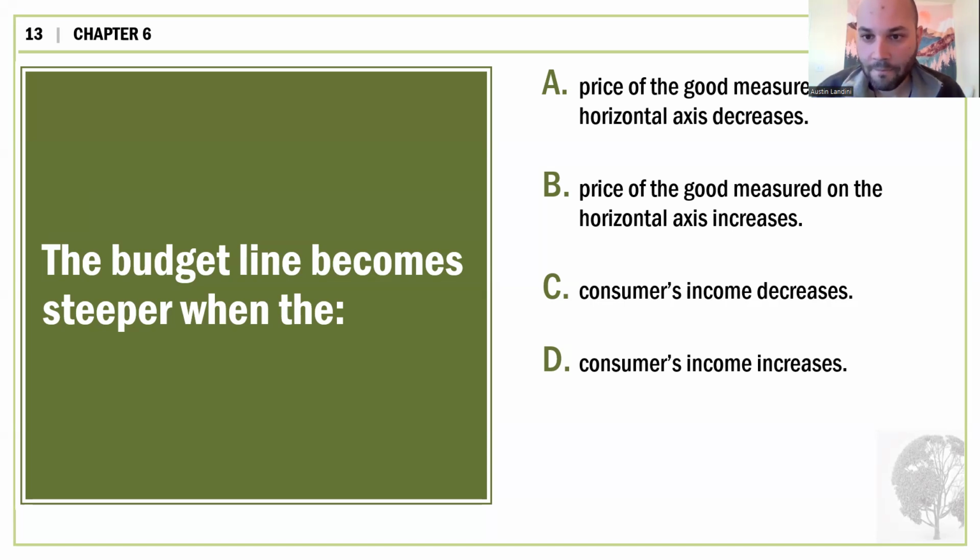So that's no good. The price of the good measured on the horizontal axis increases. If the price of the good measured on the horizontal axis increases, again, we're not going to change the vertical axis. The price of the good on the horizontal axis increases, we can buy less of it, so it'll shift that point in and cause the whole thing to become steeper. Again, maybe good to take a look at the pictures on the previous slides. Hard for me to do both at once here, but B sounds good.